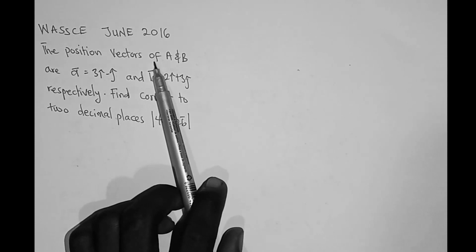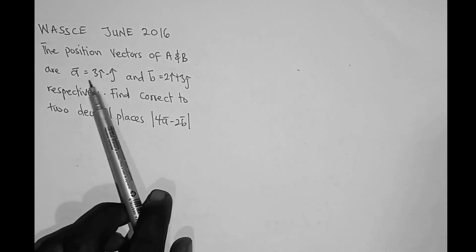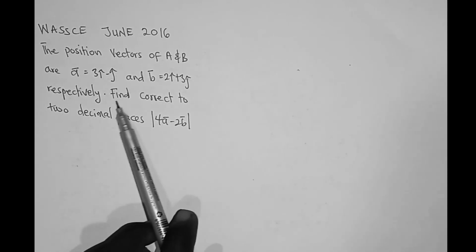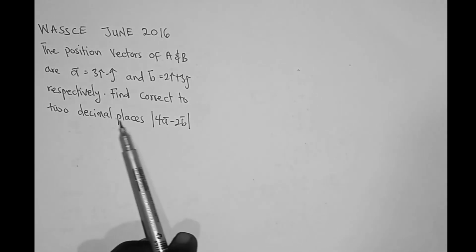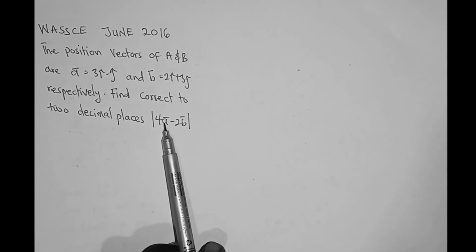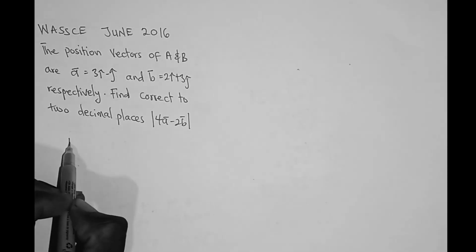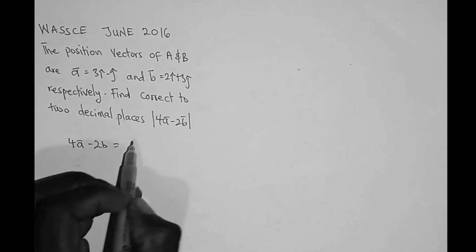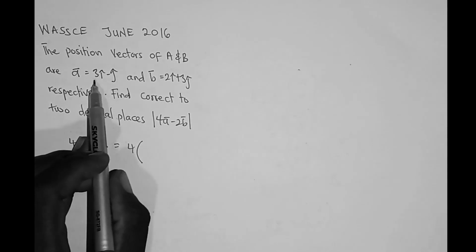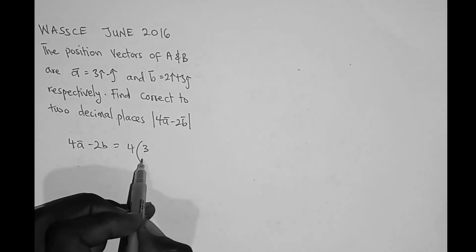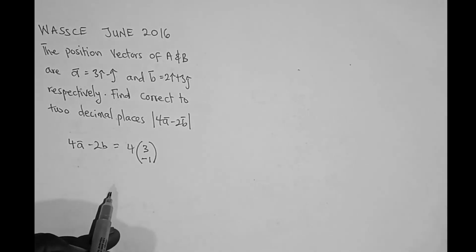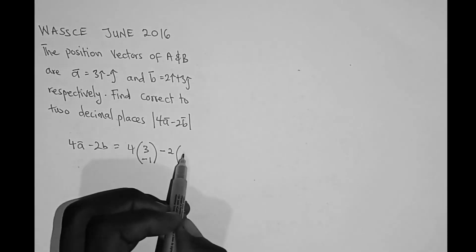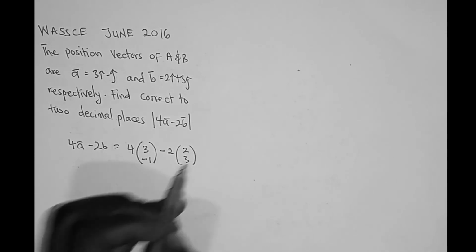The position vectors of A and B are a equals 3i minus j and b equals 2i plus 3j respectively. Find, correct to 2 decimal places, the magnitude of 4a minus 2b. So 4a minus 2b is equal to 4 times a. a is 3, minus 1, and then minus 2 times b. b is 2 and 3.